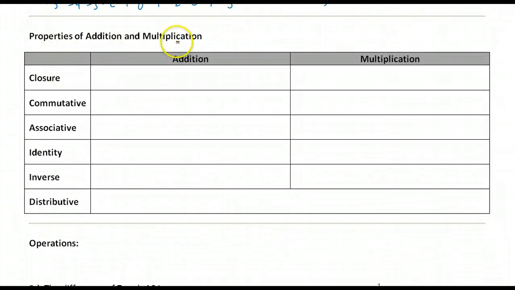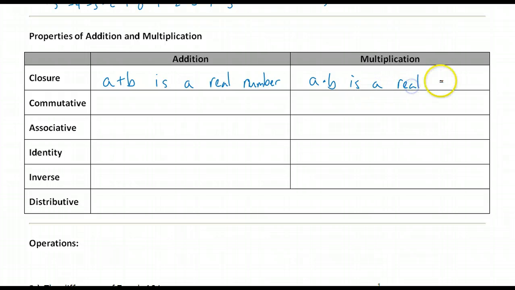The properties of addition and multiplication. Closure. If I add two numbers that are real numbers, my answer will be a real number. I'm not going to get some weird answer. If I add two numbers, my answer will be a number. If I multiply two numbers, my answer will be a real number. This property isn't hugely important right now, but it will be later on.